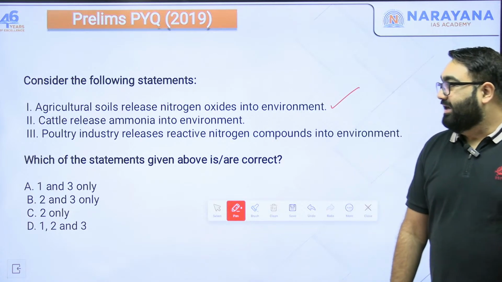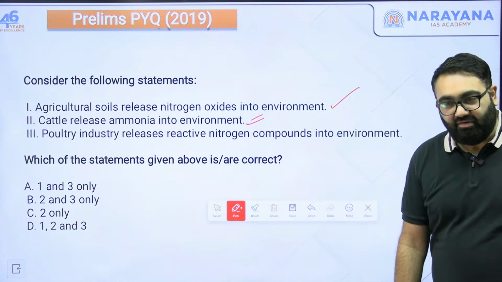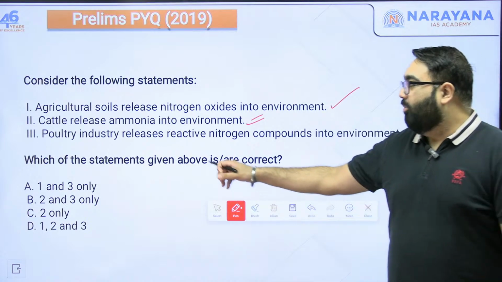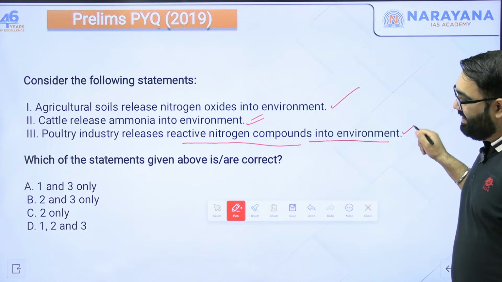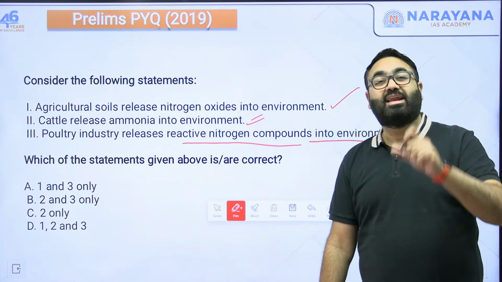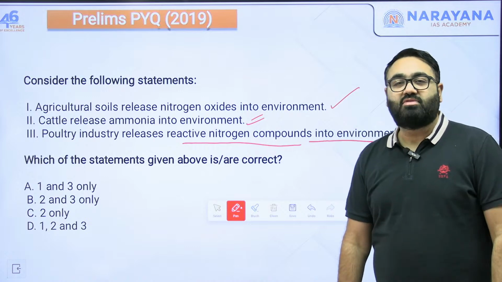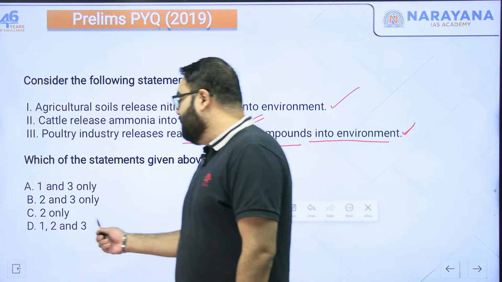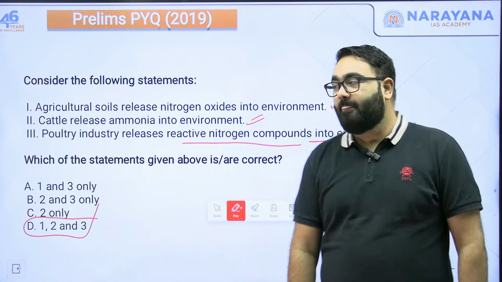Second, cattle release ammonia into the environment. Yes, cattle do release ammonia into the environment in the form of their waste, in the form of burping, etc. Ammonia is released. Poultry industry releases reactive nitrogen compounds into the environment. Again, yes, absolutely correct. Poultry industry also in the form of their waste products does release a significant amount of nitrogen into the atmosphere. All three are correct. All these three are danger to the environment. However, since these are important, there is not much that the government can do to restrict that. The answer here is D.